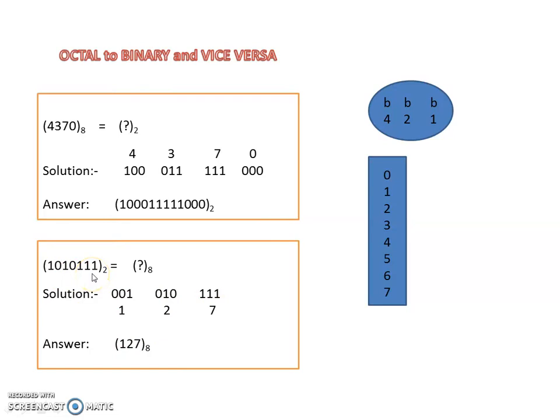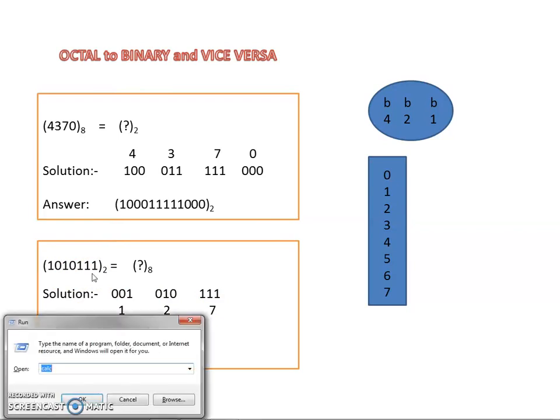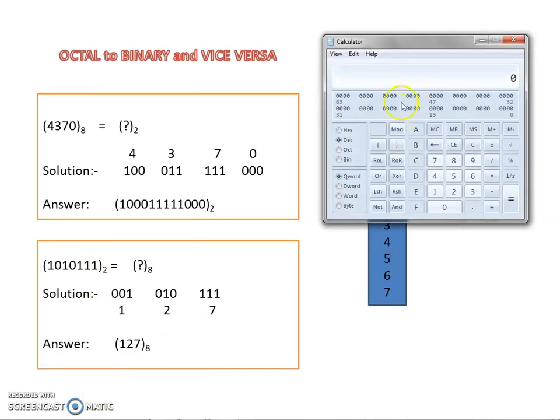Now you can check on the calculator. For that you will press together Windows key plus R, you will write calc. I have already written. I click OK. Then I write a number 4370. 4370 is octal, and I click on binary. When I click on binary, I get this number. You can take a look.